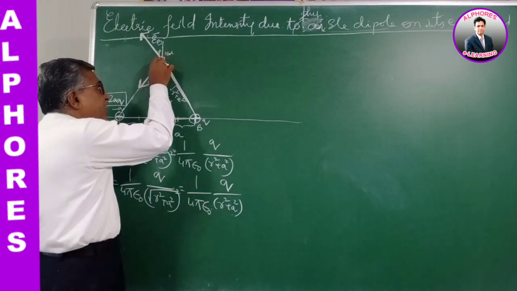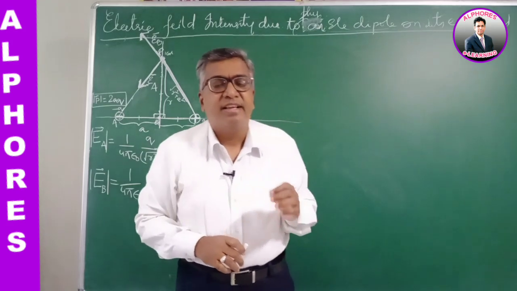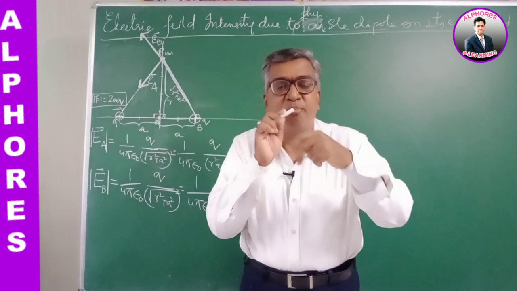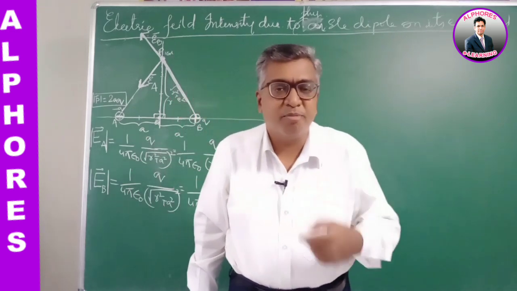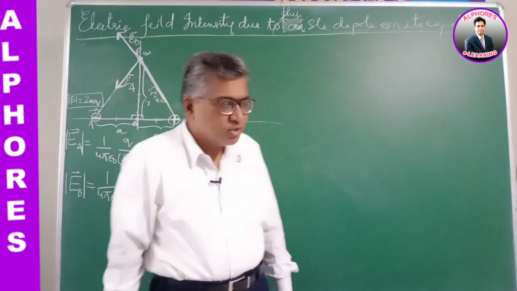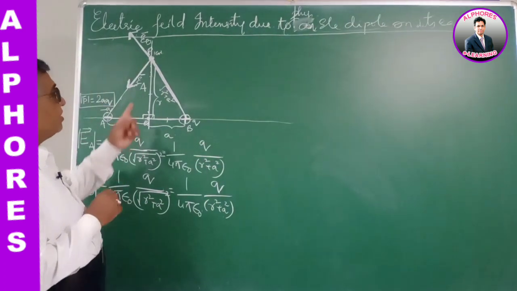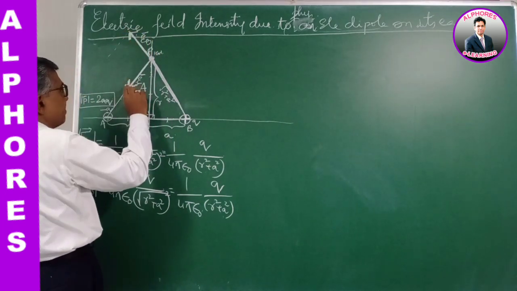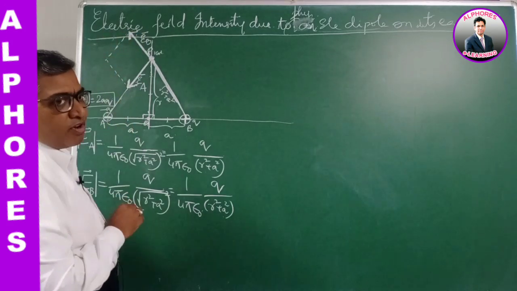Now at this point P, where we have to find the field, there are two electric fields. Electric field intensity is a vector quantity. There are two vectors at that point P. We have learned in first year, when two vectors are acting at a point, the resultant vector you can find by the parallelogram law of vectors. So now I have to find the electric field intensity due to these two. Considering these two as two sides of a parallelogram, completing the parallelogram like this, you can find the resultant by applying the parallelogram law of vectors.